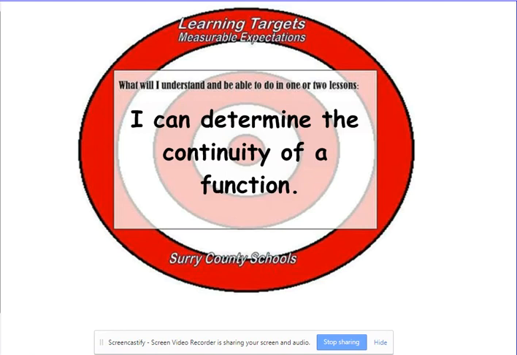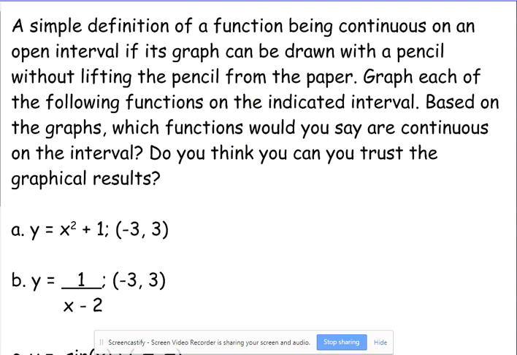Really big idea in calculus that they love to ask you questions about is the continuity of a function. All right, the continuity of a function. So we've already talked about a lot of the stuff that we need to determine continuity, but we're going to put it all together. So let's start with the simple definition.